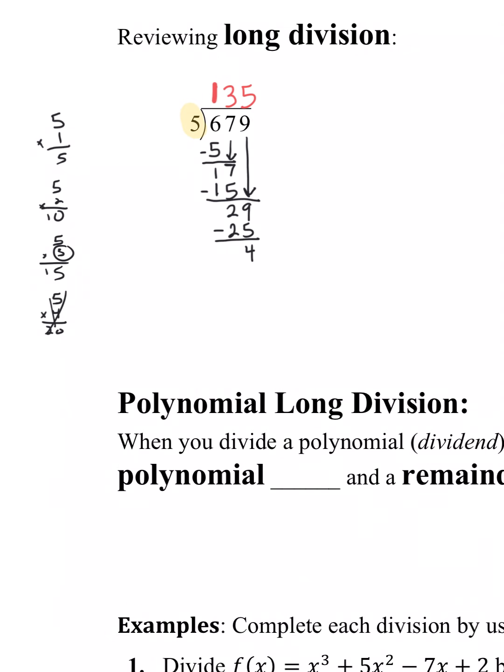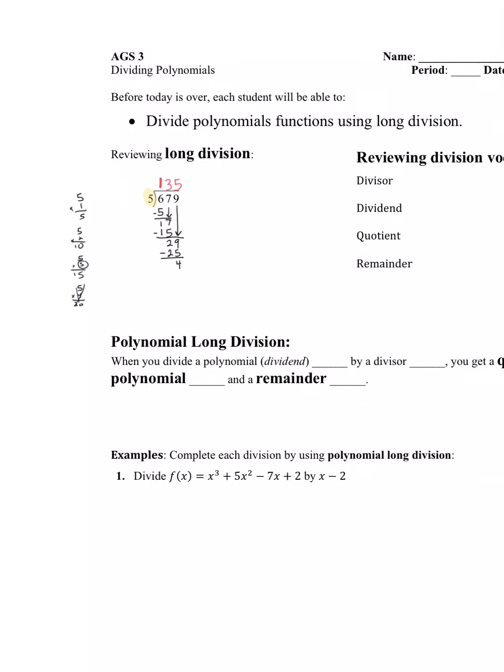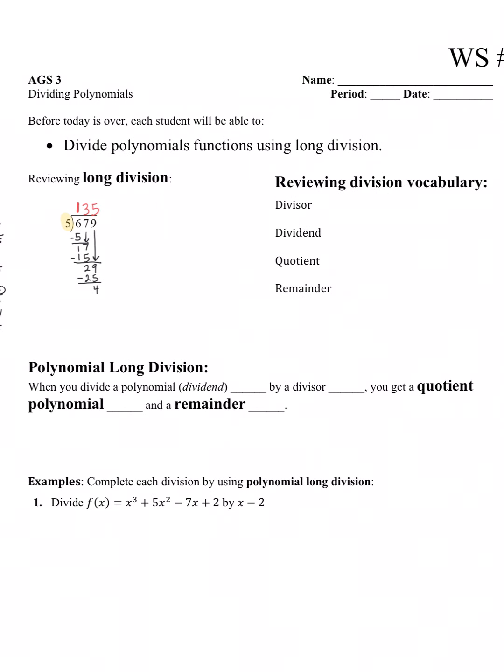But before we start getting into polynomial long division, let's just review some division vocabulary. So we're going to talk about 4 things here. We're going to talk about the dividend, the divisor, the quotient, and the remainder. So start with the divisor here. The divisor in this example is the number 5. All right? And that is the number we are dividing by.